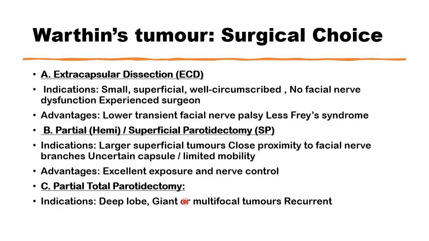The third option is not very common. This is a partial or a total parotidectomy if the tumor is affecting the deep lobe, or if it is a giant tumor, or if there are multifocal tumors affecting several areas of the parotid, or if it is a recurrent tumor. In that case, you may need to do a total parotidectomy or a partial total parotidectomy.